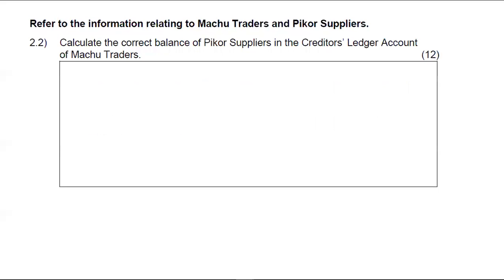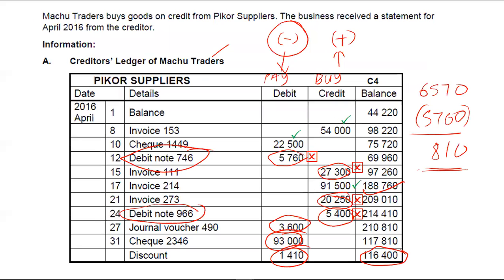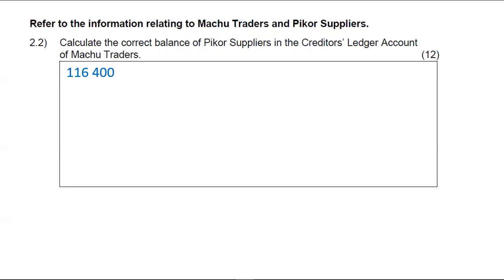Okay, so in our books, you start with the balance that was in the creditors ledger, which is actually 116,400. So we're gonna start with that balance and start adjusting it. I'm not gonna explain everything. The 780 was the interest, remember, so we're gonna add it, and then we're gonna subtract 27,300 because it didn't relate to the creditor Pico suppliers. We're gonna subtract the 480. This was the discount that they explained, that we didn't record, and then we're gonna subtract another 810.